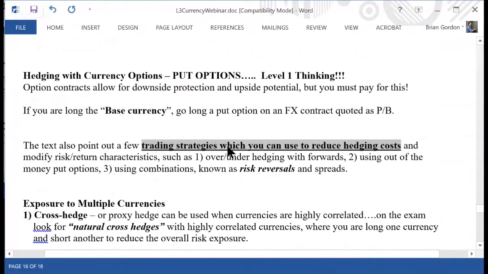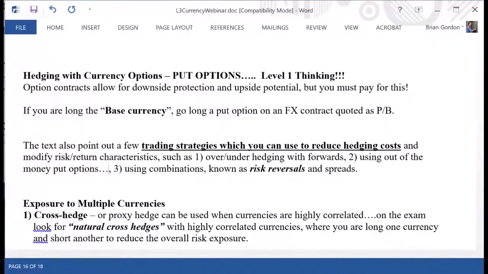They talked about, well, we could actually just overhedge or underhedge with forwards, because remember, with forwards we don't pay a premium. We could use out of the money options. What are out of the money options? What are you going to look for? You're going to look for the delta. Remember, the delta is going to be really low. It's going to be less than 50. It's going to be something like 10 or 15 or 5.